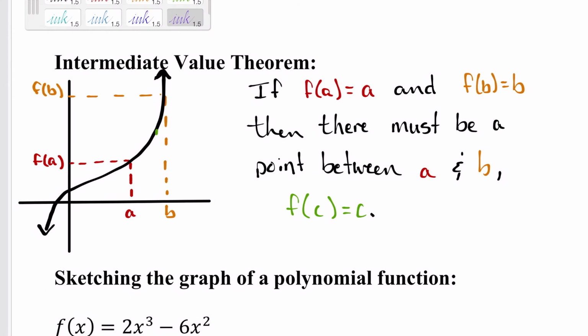If we have a function and say we've plugged in a and we get this number, and then we plug in b and we get this other number, then technically there is bound to be a point in between the two. So we can have a point here where we plug in c and we get some f of c value. So there's always some value in between all of these other values.